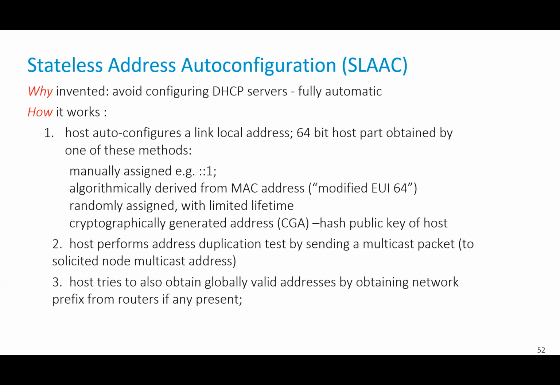There can also be collisions due to other reasons that are more likely to occur due to errors. For example, if you have manually assigned it and there's an error, somebody else has the same. So you always perform what is called an address duplication test by sending a packet to all hosts who are likely to have the same.